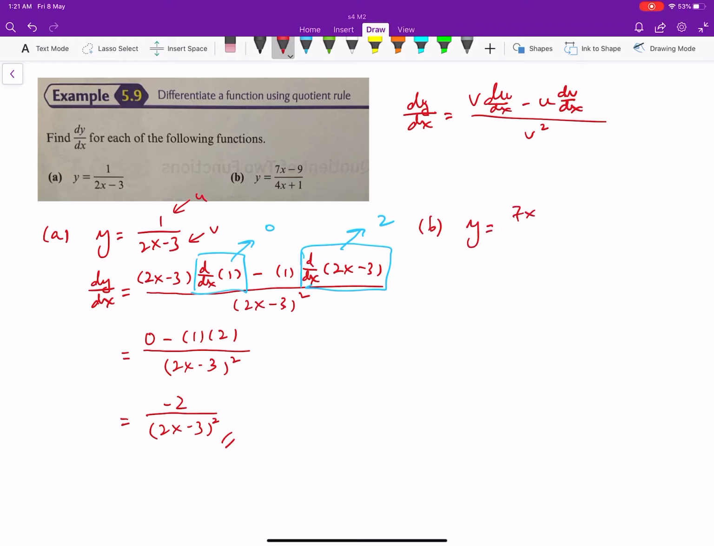y equals this over 4x plus 1. Again, this is u and this is v. This time I don't give you this step, I just skip one step so it becomes quite simpler, otherwise writing all the steps is very complicated. So v du first. U is 7x minus 9, so du is 7. And then minus u dv, so dv is 4, and then over v squared.